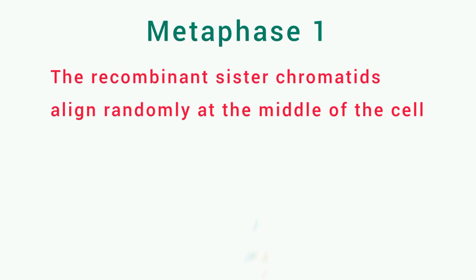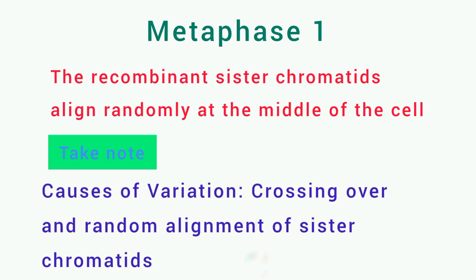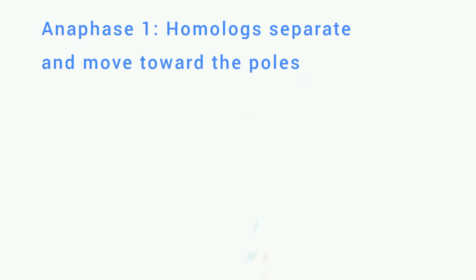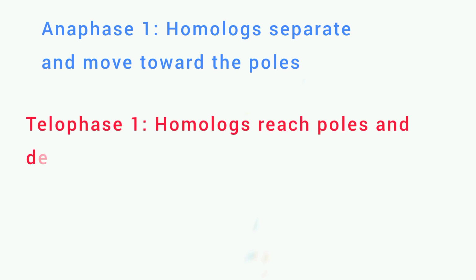After prophase 1, we enter metaphase 1. The recombinant sister chromatids will align randomly at the middle of the cell. Take notes, metaphase 1 is also a cause of variation. So crossing over and random alignment cause variation. In metaphase, you can see that the variated chromosomes, or the recombinant chromatids, will align perfectly at the equator, at the center. In anaphase 1, the homologous chromosomes will separate and move towards the poles.